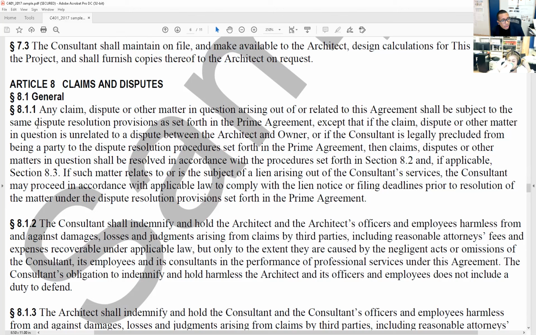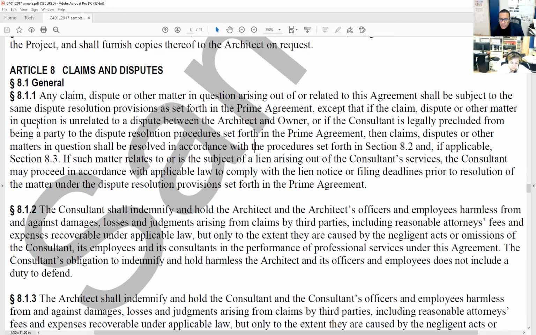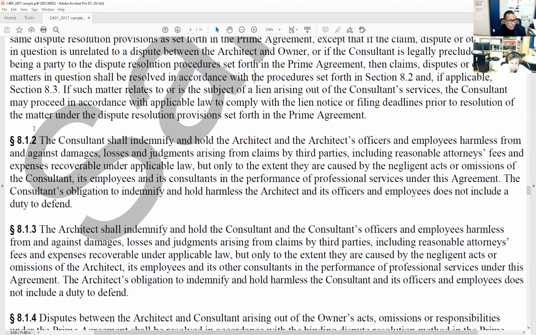If such matter relates to or is the subject of a lien arising out of the consultant services, the consultant may proceed in accordance with applicable law to comply with the lien notice or filing deadlines prior to resolution of the matter under the dispute resolution provisions set forth in the prime agreement. Mouthful, guys, but just read it carefully.